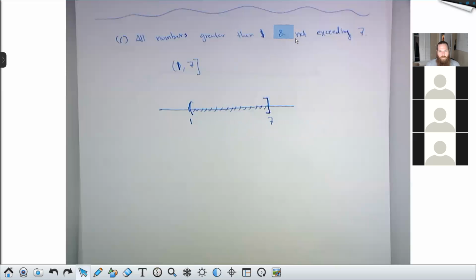But I also need them to not be greater than 7. So that means we have to be no bigger than 7 and no smaller than 1, which just leaves the stuff in between. Since 1 is not greater than 1, we would not include the 1. And since 7 does not exceed 7, that matches this criterion, so we can include the 7.